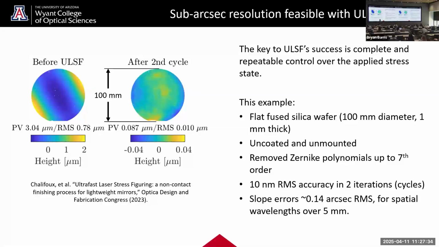This example was on a 100mm diameter, 1mm thick fused silica wafer. We've also done this on materials like ULE and other relevant materials. And we can get down to something like 10 nanometers RMS accuracy in just a few iterations of this process. And the slope errors, which is what's relevant for X-ray mirrors because of the grazing incidence, is on the order of what we would need.